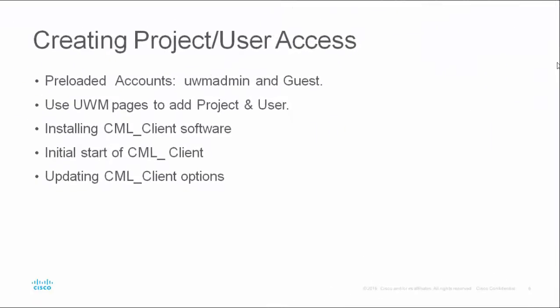In our previous module, we saw that Cisco Modeling Labs is preloaded with two user accounts: the UWM admin account that performs the root-level administrative role, and an archetype guest account that is associated with the guest project. We will first access the user workspace management pages to create a non-guest project and user account, and then disable the guest account. We will then download and install the CML client software, followed by its first launch. From the CML client interface, we will then modify some of the initial parameters.